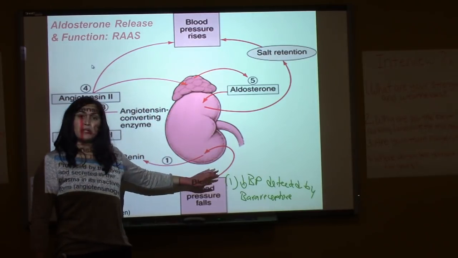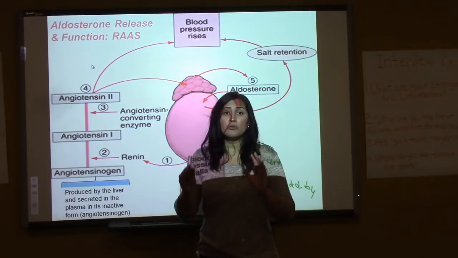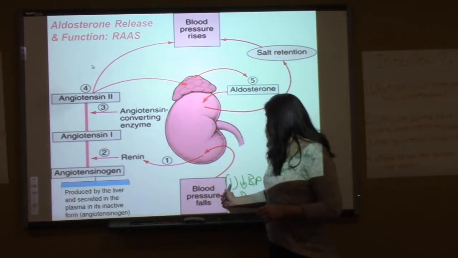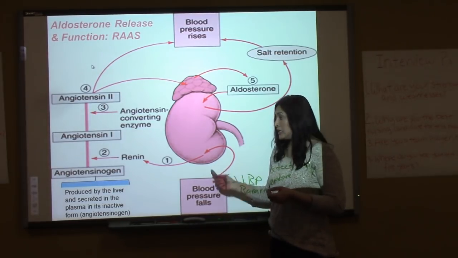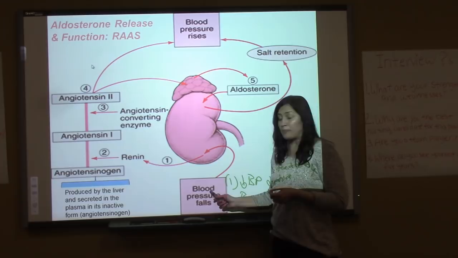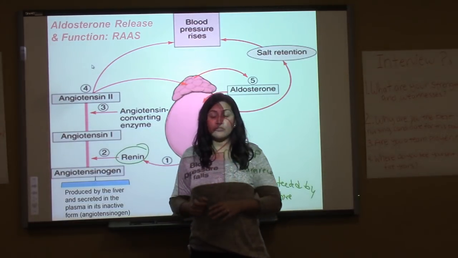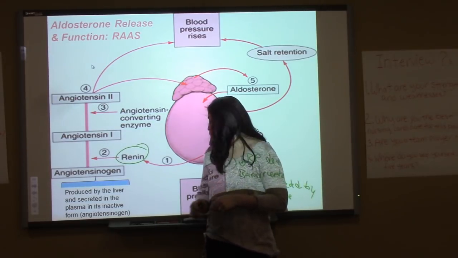So whenever your blood pressure drops, your baroreceptors, which are found within the afferent arteriole, will detect that. So they will know that your blood pressure has dropped. As soon as the kidney, because the afferent arterioles are found within the kidney, detects there's a drop in blood pressure, it will release a hormone called renin. So now renin is in the plasma.